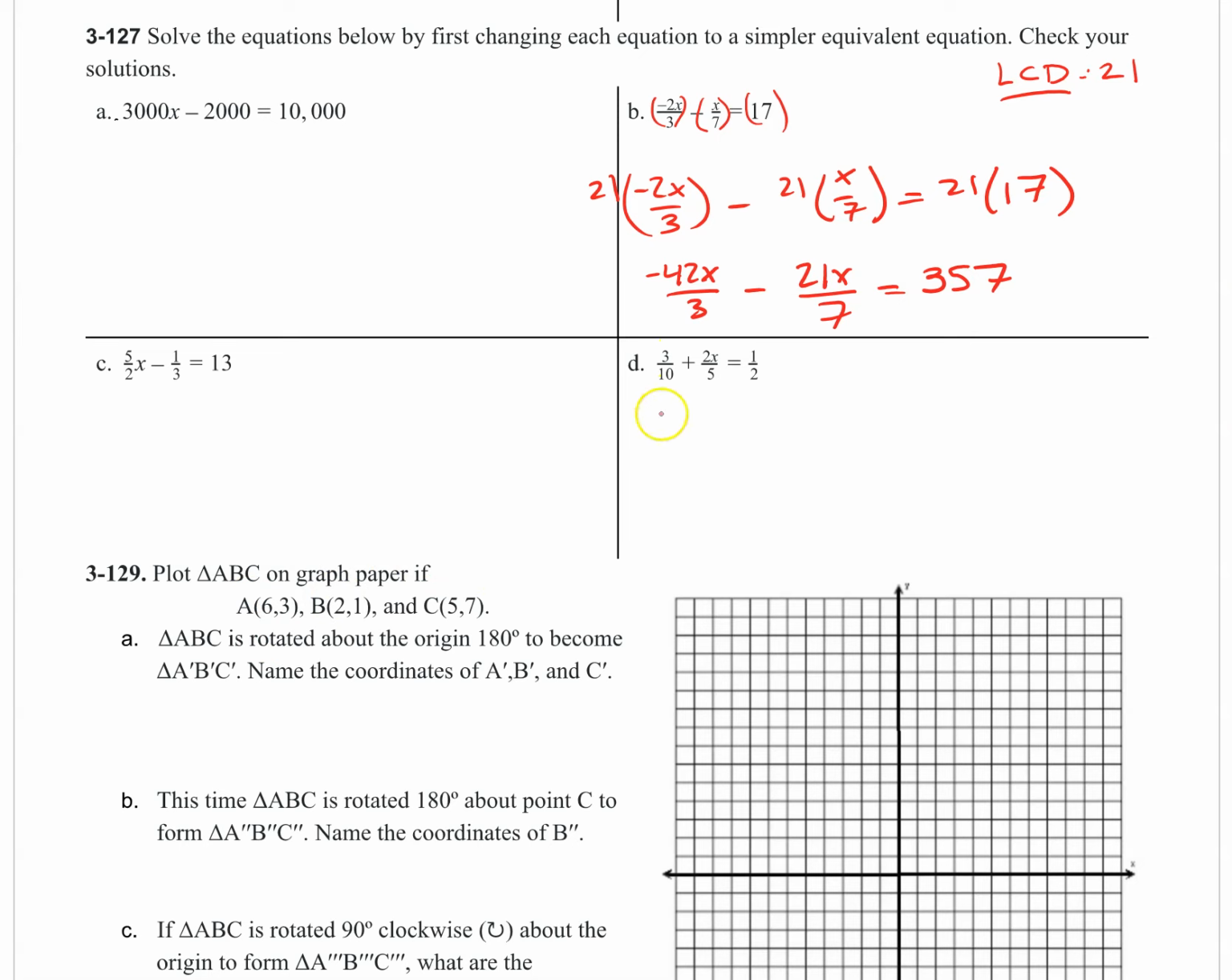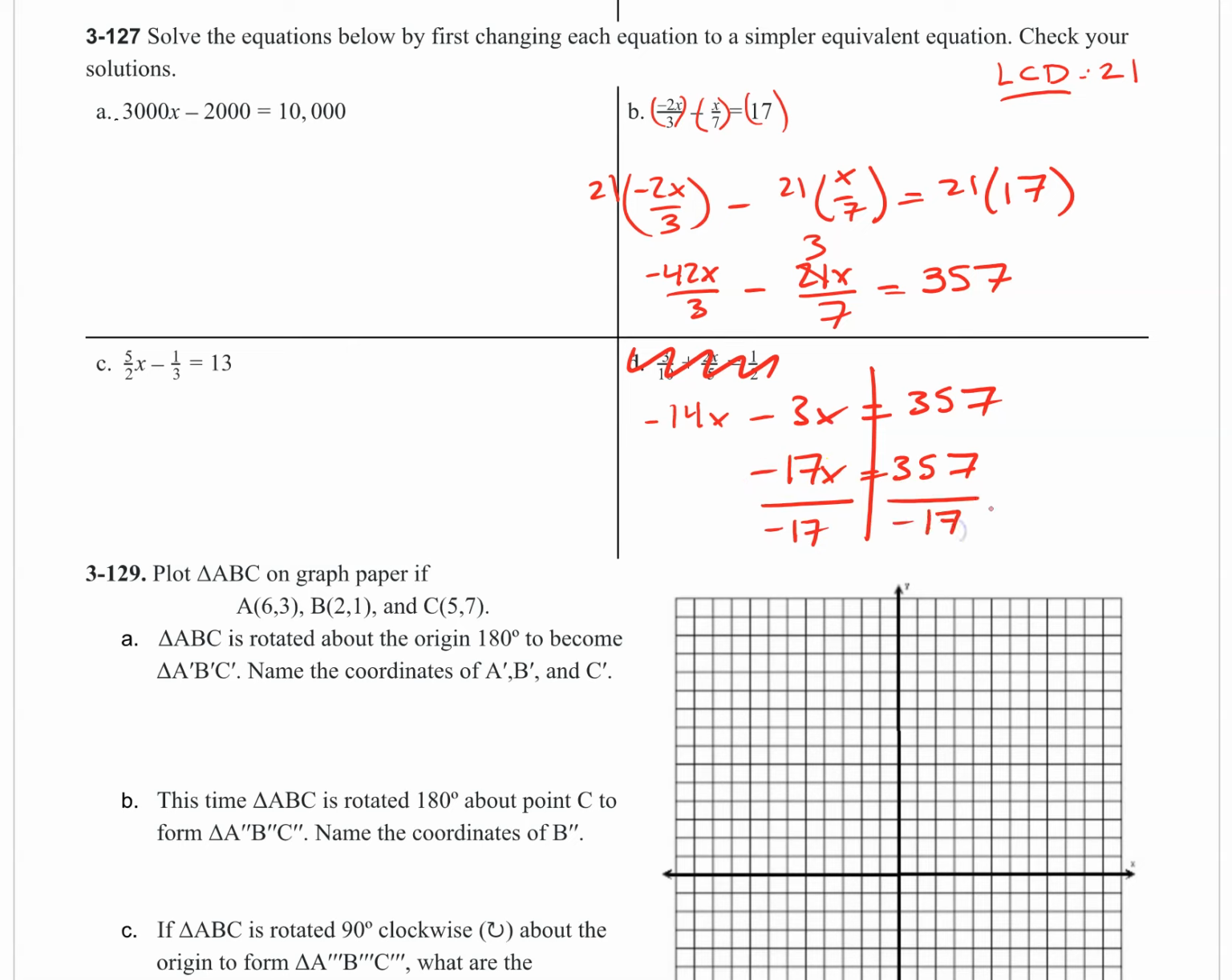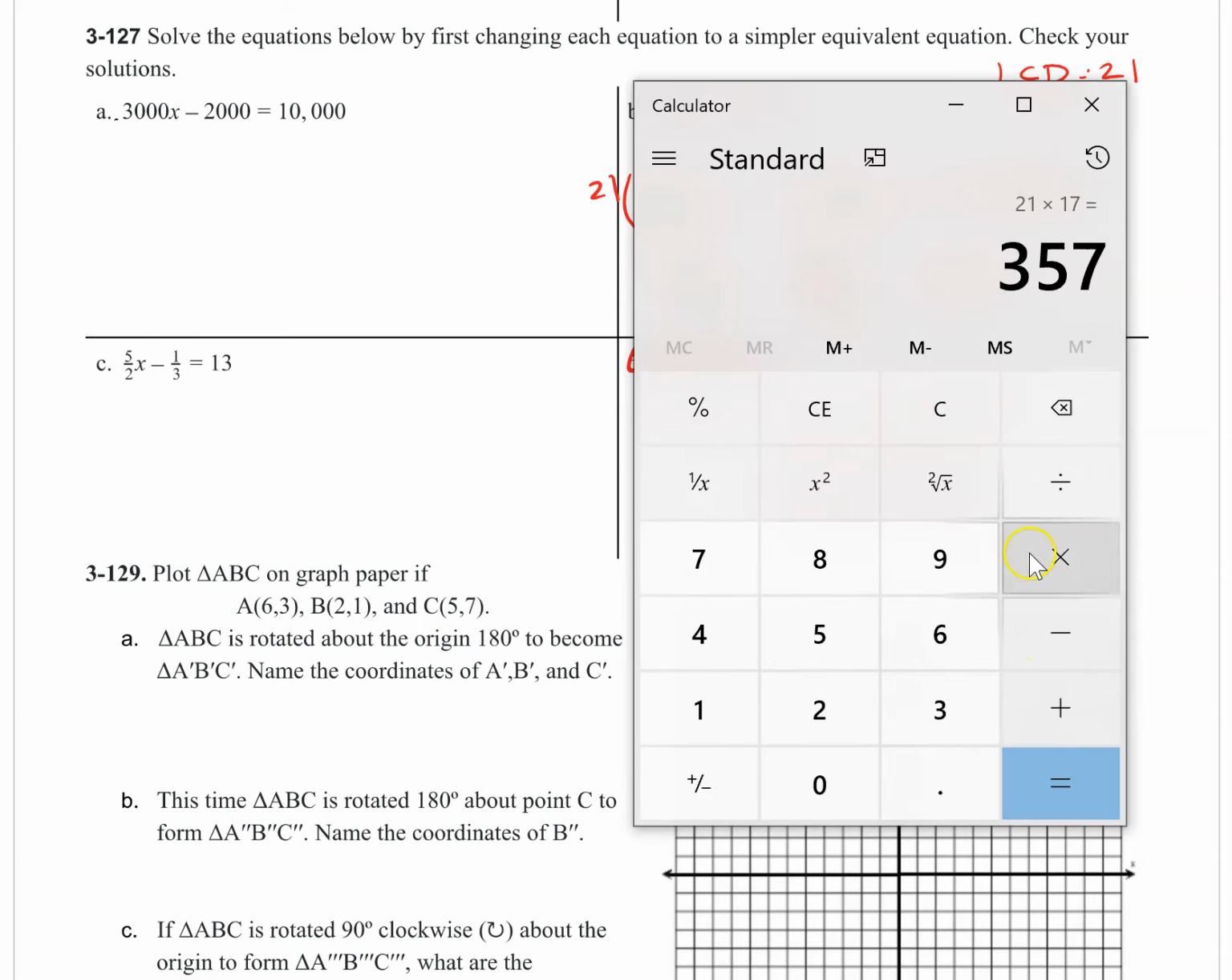Alright, so I can transform this into negative 14x minus 7 goes into 21 3 times. So that's minus 3x equals 357. Solve for x. Negative 14x minus 3x, that's negative 17x equals 357. Divide both sides by the number in front of x. Don't forget the negative sign because it's negative 17. The coefficient of x is negative 17. So 357 divided by negative 17 is negative 21.